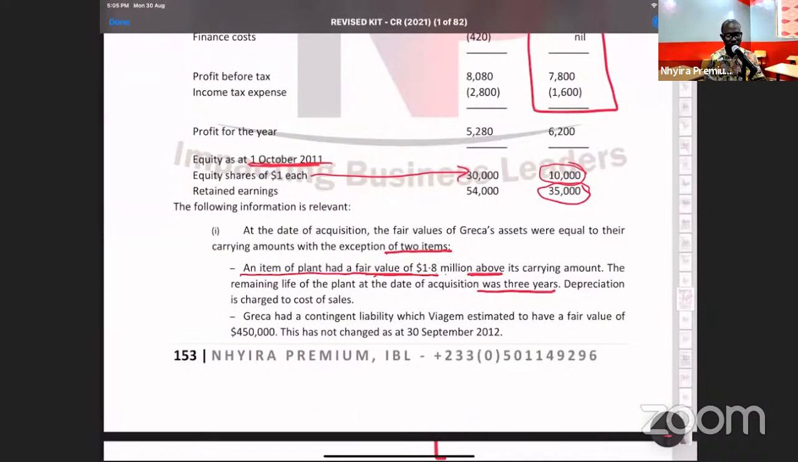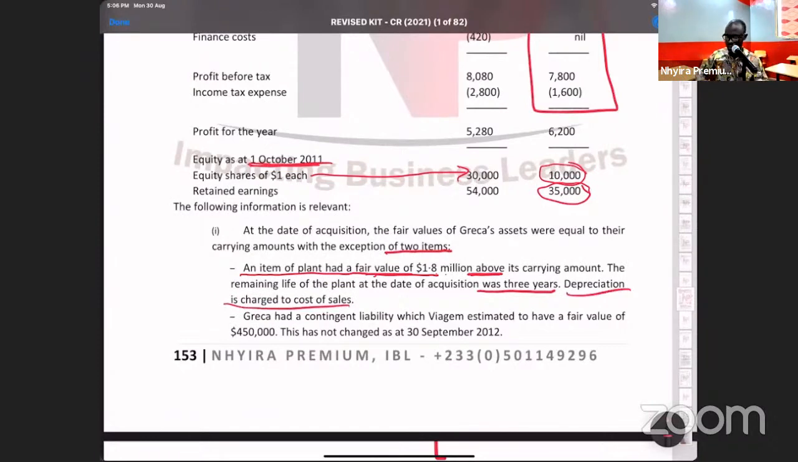It says that the remaining life of the plants at the date of acquisition was 3 years. Okay. Because remember, anytime there is fair value adjustment, there could be depreciation. Now, this one, it means they had understated their assets. That's why we are adding it back, which means they had charged less depreciation than they are supposed to charge. So any post-acquisition depreciation will be added to the cost of sales. Then they said depreciation is charged to cost of sales.